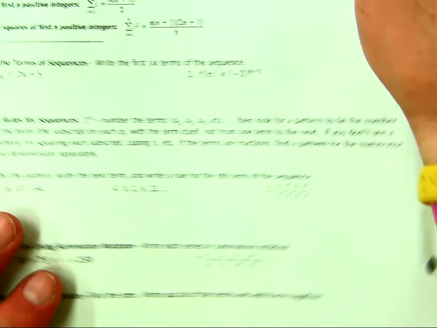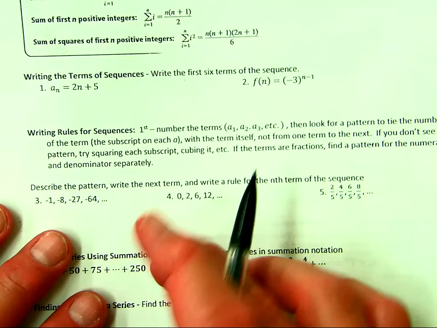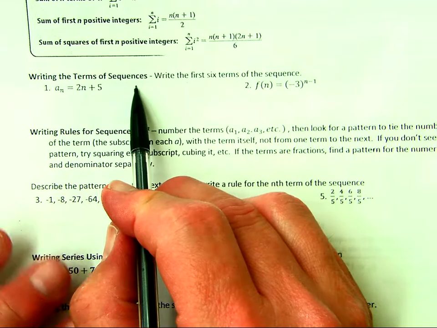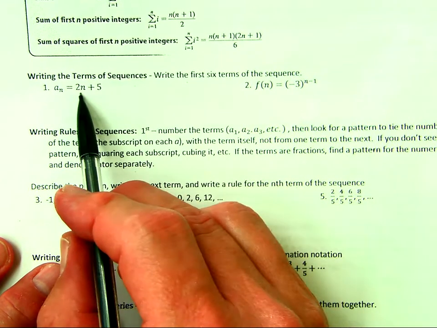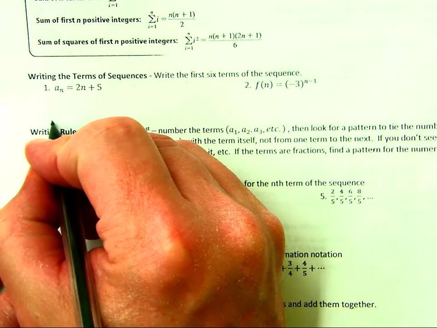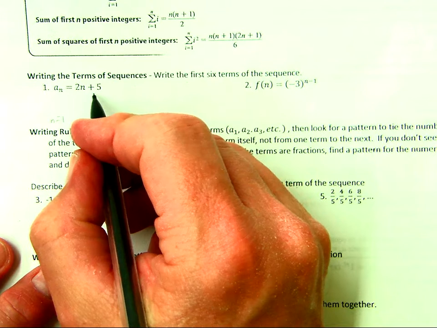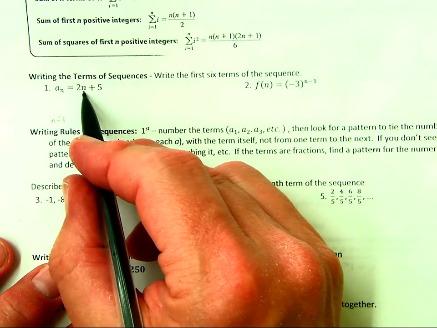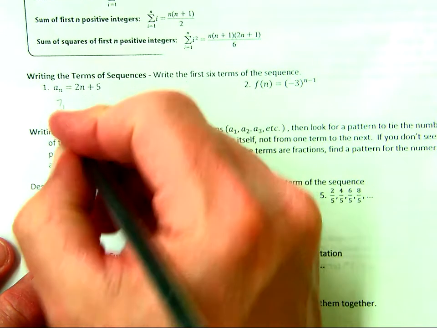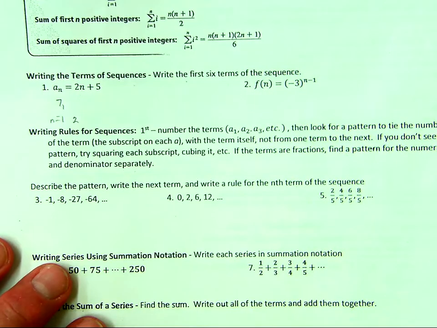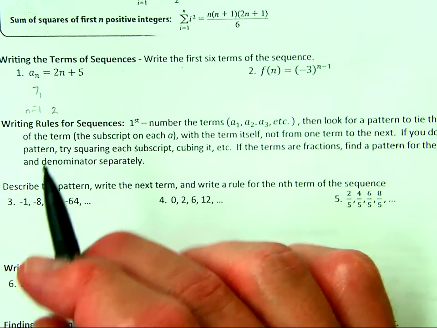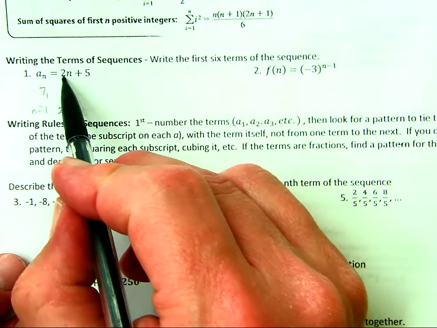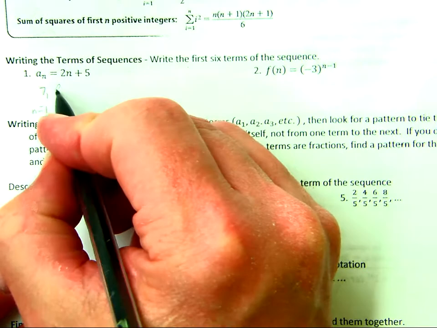So on your examples, like these first examples here where it says, write the terms of the sequence. So let's write the first 6 terms. Well, all we're going to do is plug in numbers for n. So the first term is n equals 1. We plug in 1 for n. 2 times 1 is 2, plus 5 is 7. Then we try n equals 2. That'd be our second term. So if we plug in 2, 2 times 2 is 4, plus 5 is 9.